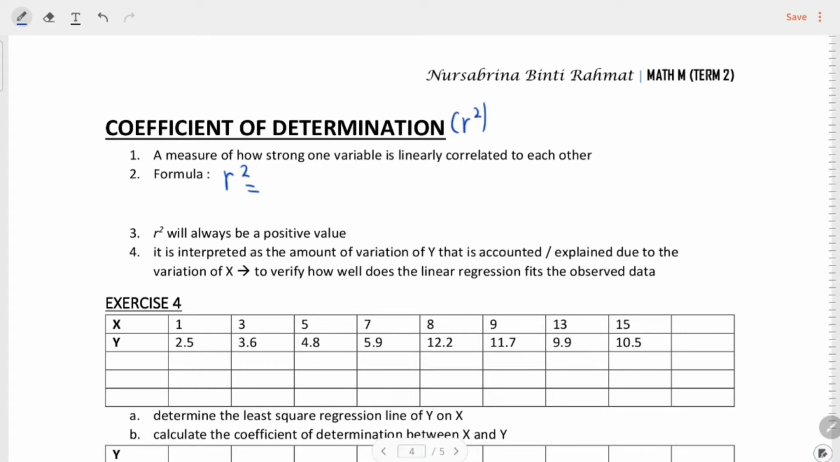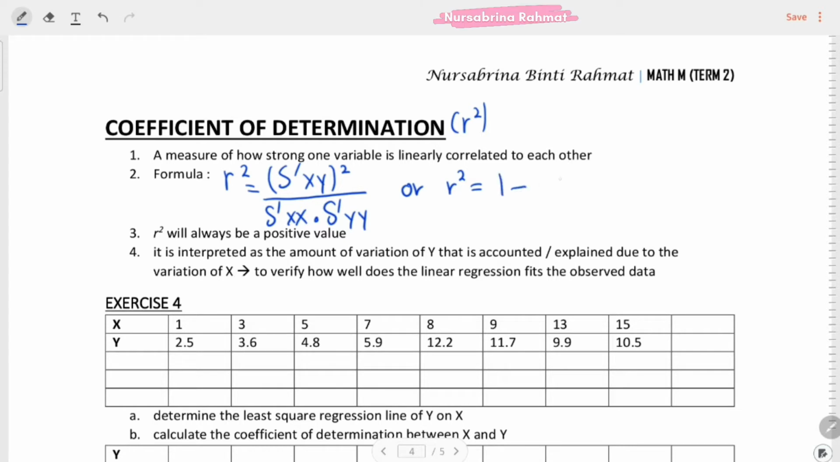The first one is simply S prime xy square over S prime xx multiplied with S prime yy, or there is another formula, which is 1 minus the sum of (y minus y hat) square over the sum of (y minus y mean) square. It depends on the questions which formula you're going to use.